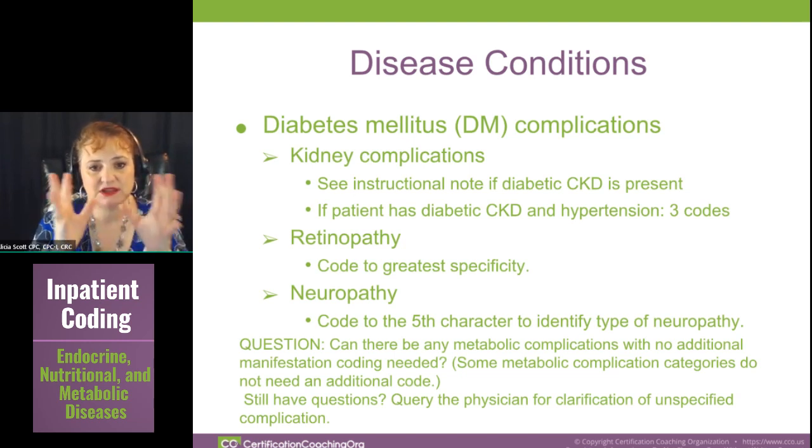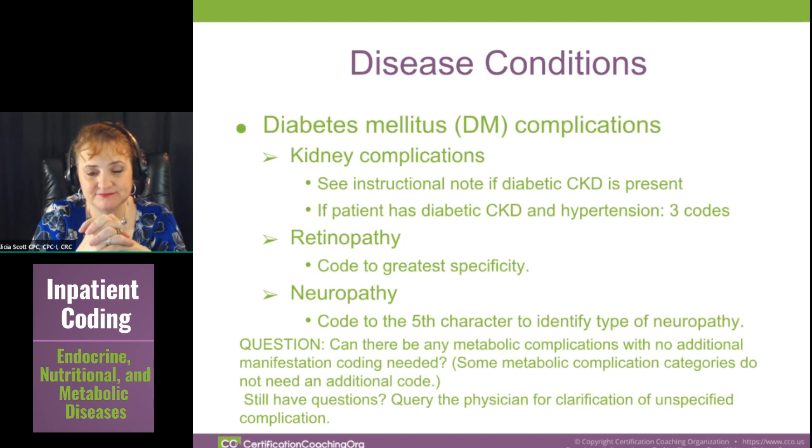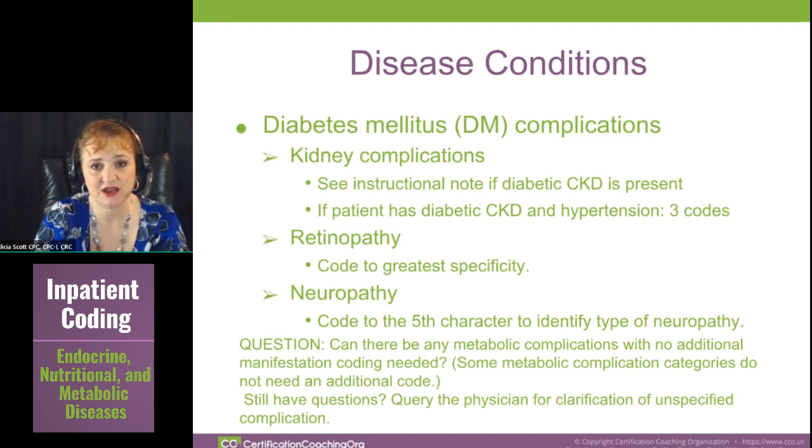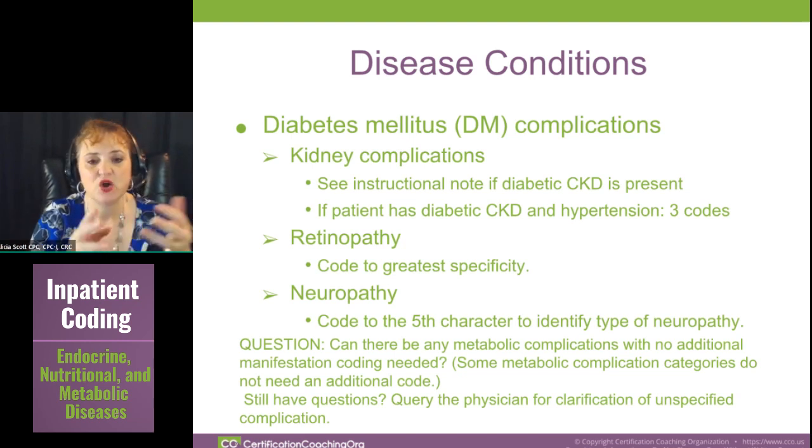Common kidney complications with diabetes, CKD being one of the major ones. It's listed under renal manifestations. If a patient has CKD and hypertension, you're going to end up using 3 codes. Okay. CKD and hypertension has a causal relationship. If a person has chronic hypertension, then they're probably going to have something wrong with their kidneys. If they have something wrong with their kidneys like CKD, it's almost a given they're going to have hypertension.